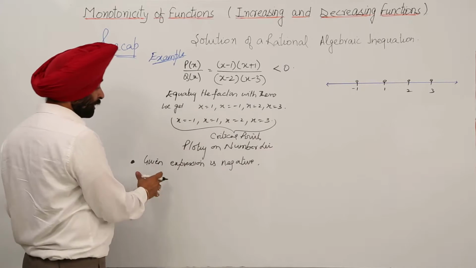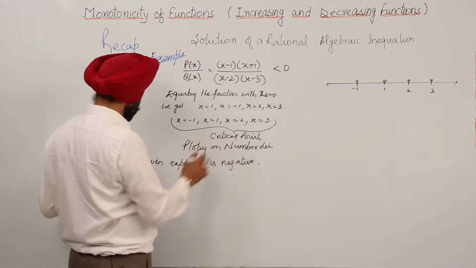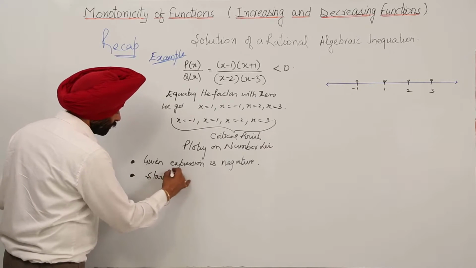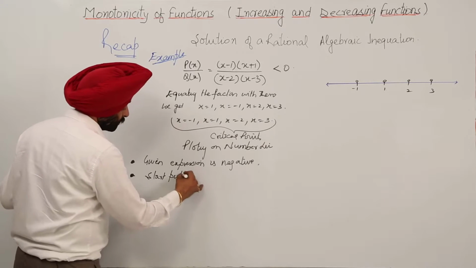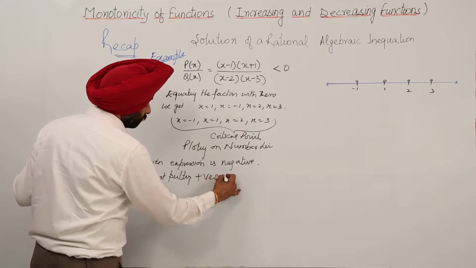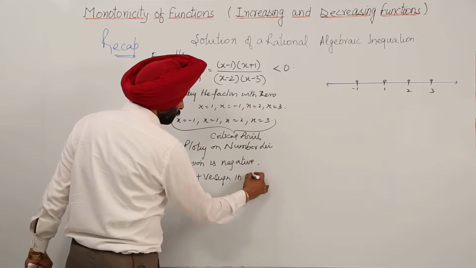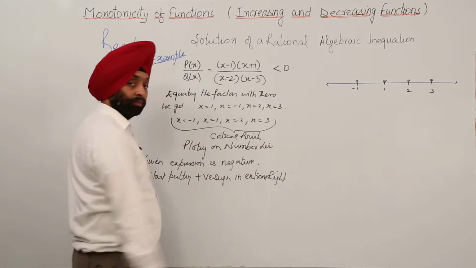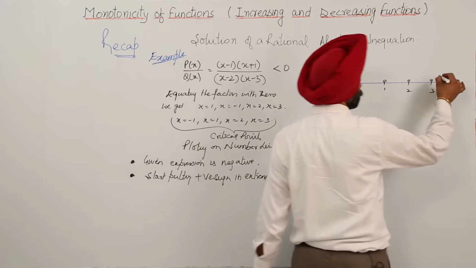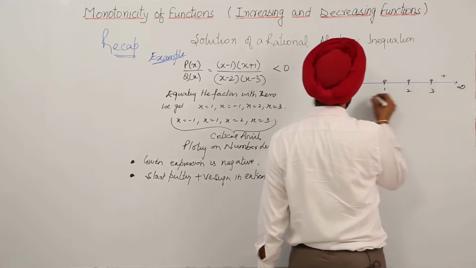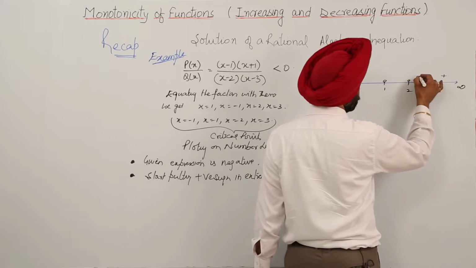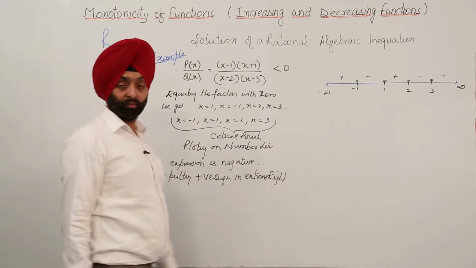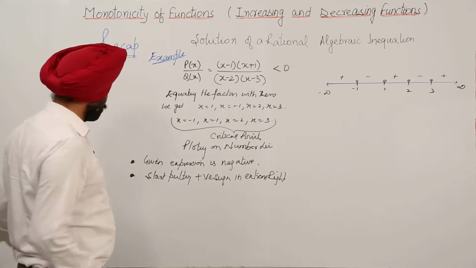Now given expression is negative, first thing we have done that thing. Number 2, start putting positive sign in extreme right. Let's put it. We are having here positive, towards negative infinity we have positive, then this negative, this positive, this negative, this positive. Okay, finish.